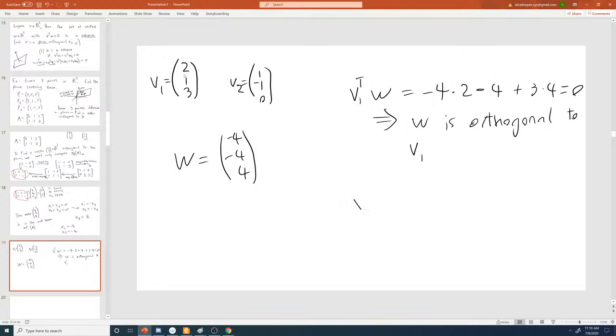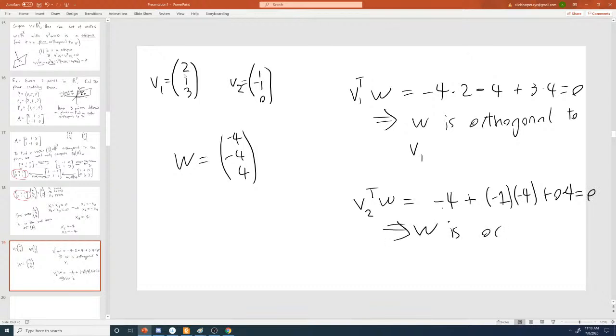And we can also compute v2 transpose multiplied by w. We find that we get -4 plus -1 times -4 plus 0 times 4, which is simply 0. And this implies that w is orthogonal to v2.